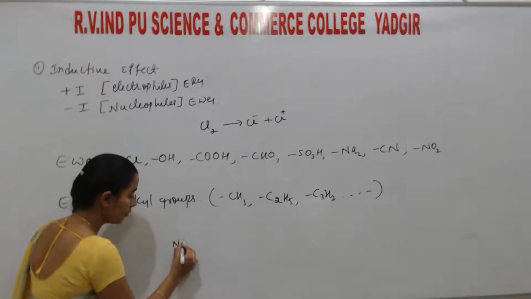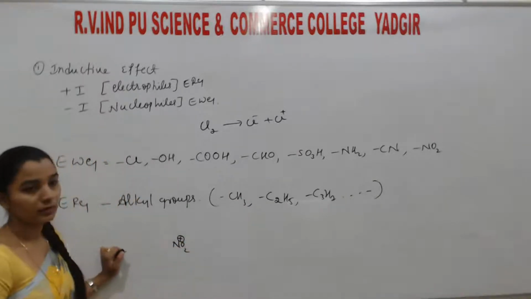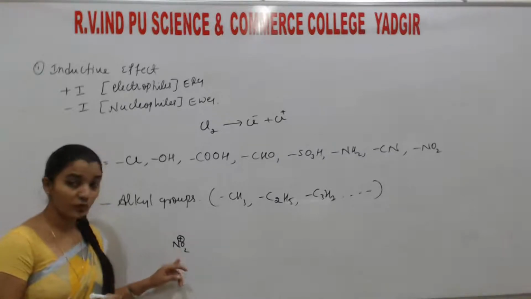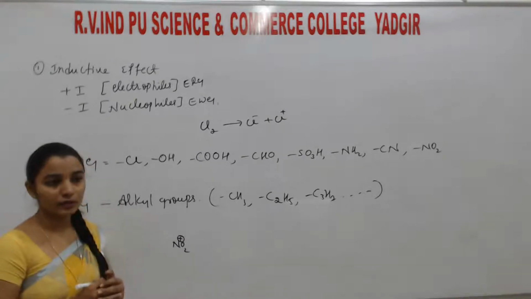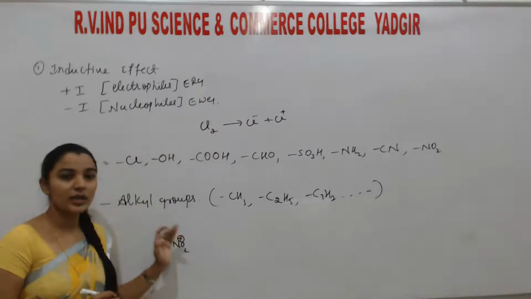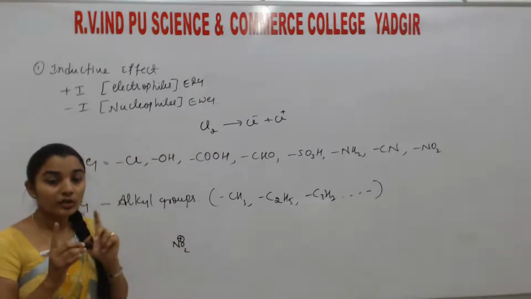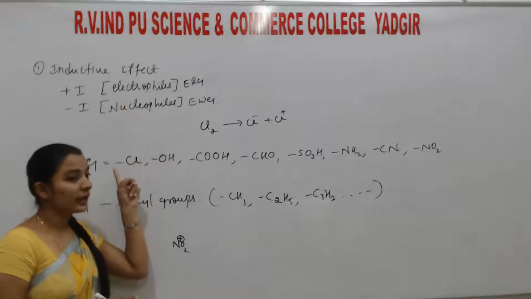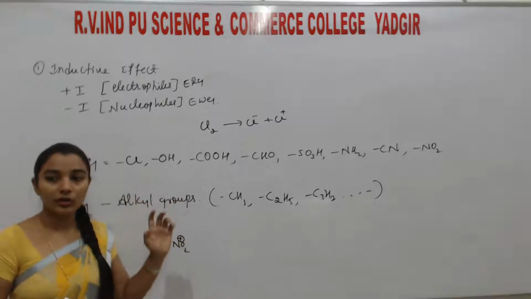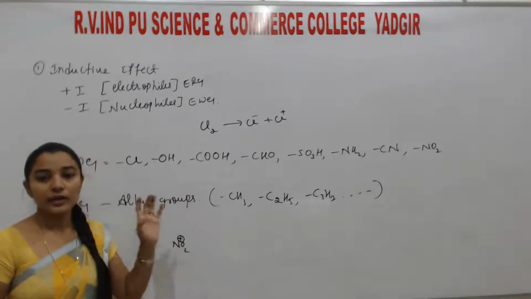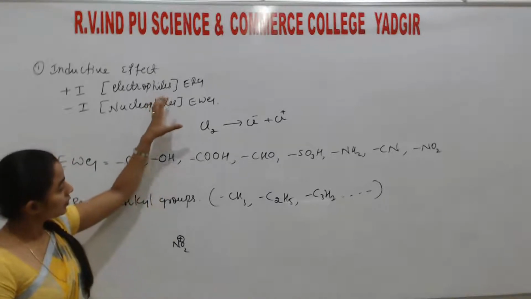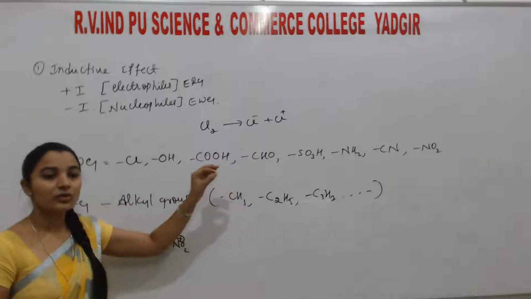Understand? But listen, NO2 plus we wrote in the before class, in the electrophile, I gave an example NO2 plus. NO2 plus is an electrophile. So according to this, it must be an electron releasing group. But this NO2 is an electron withdrawing group. So there is quite a difference in electrophile, nucleophile, electron withdrawing and electron releasing. Don't confuse: all electrophiles are electron releasing, all nucleophiles are electron withdrawing, that is wrong. Understood? Some of the electrophiles also act as electron withdrawing groups.